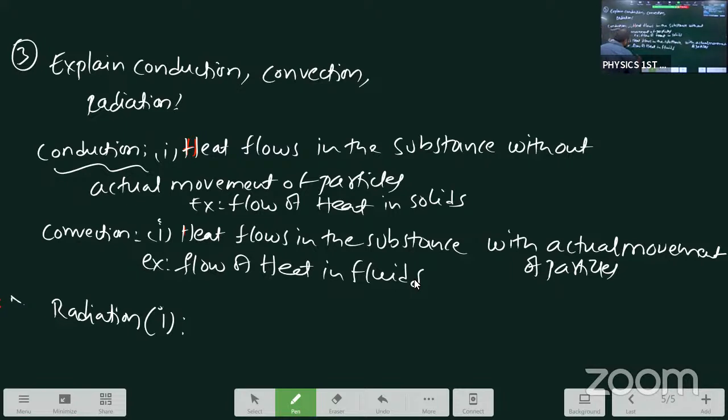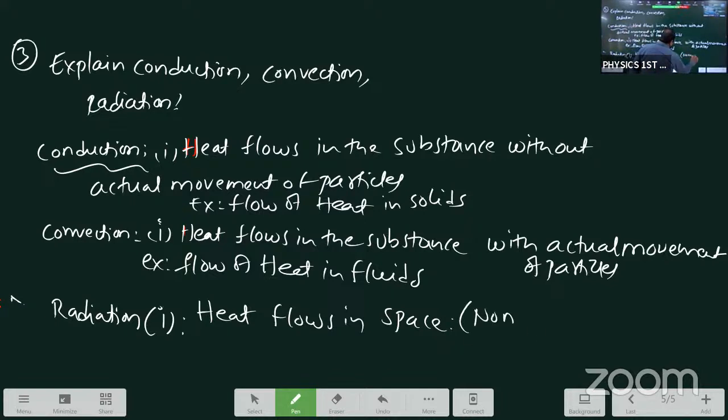Radiation: heat flows in space without medium, meaning in the absence of medium. For example, heat flows from sun to earth. Which type of process? Radiation. Heat flows between the bodies, in space, meaning no medium. There is no medium required for flow of heat. That is nothing but radiation, student.